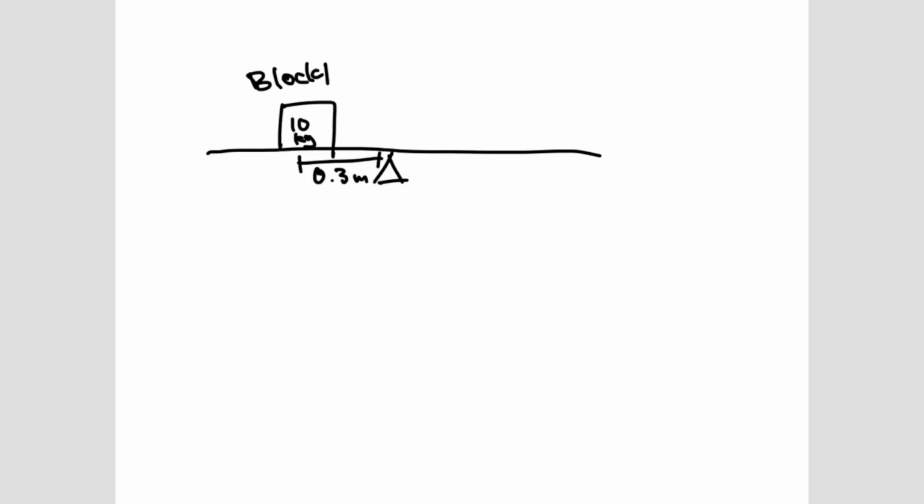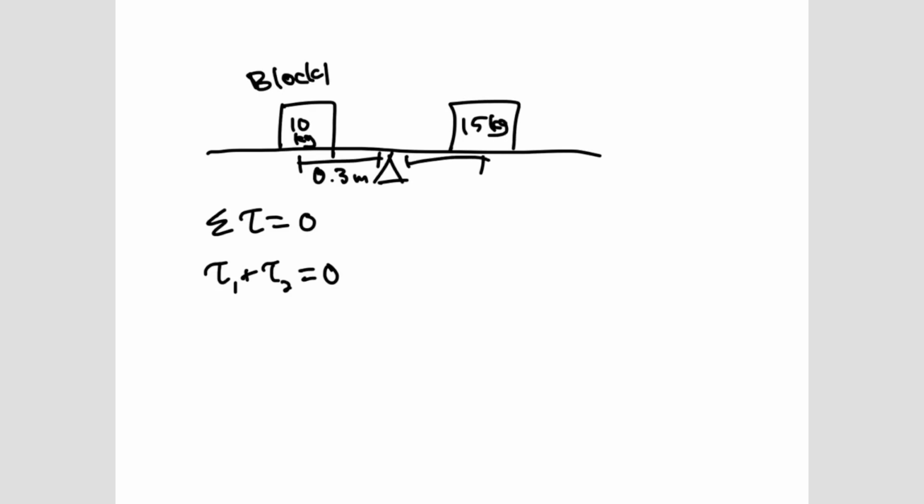Okay, assuming that you've given this a shot. If we want to maintain equilibrium, then that means that the net torque is equal to 0. This means that torque 1 and torque 2, we'll say the 15 kilogram block is block 2, and the torque it applies is torque 2, have to sum to 0. I'm just going to draw an imaginary block here, 15 kilograms, and we'll call its distance R2.